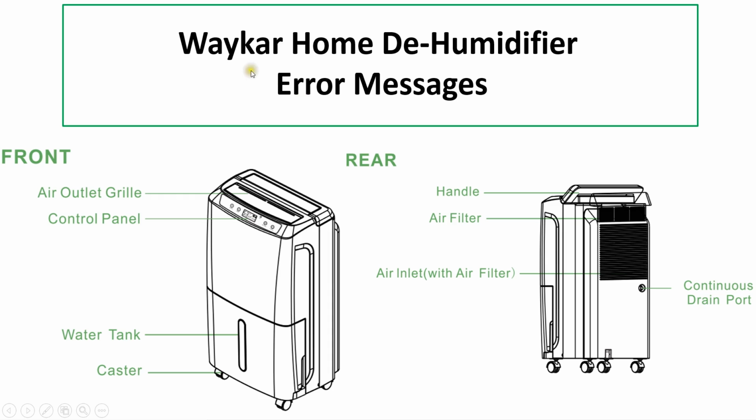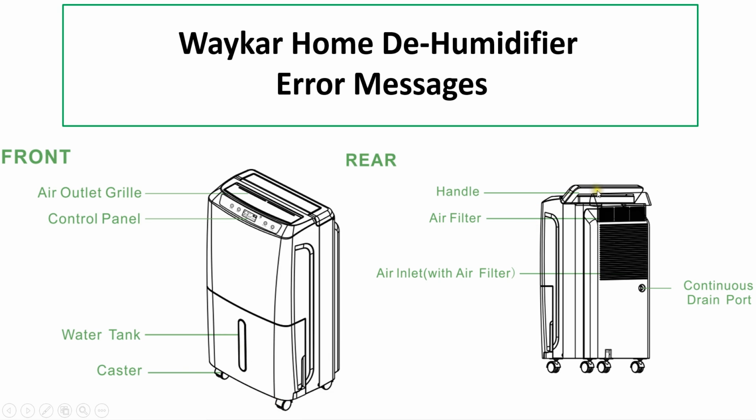In this video, I will discuss Waykar home dehumidifier error messages. This is the front side of the dehumidifier that shows the air outlet grill. This is the control panel. This is the water tank that is used for storing the water that is collected from the evaporator of the dehumidifier. And these are the caster wheels.